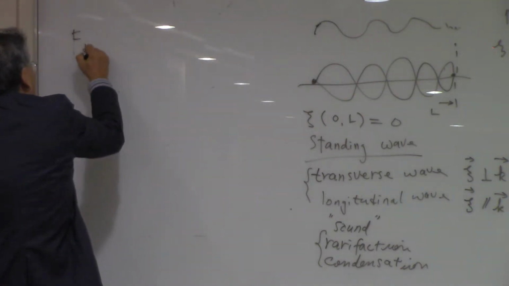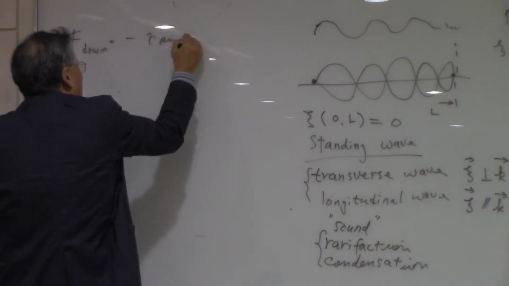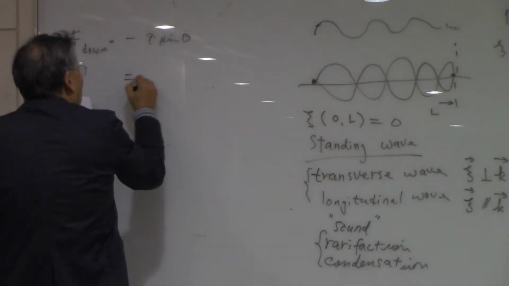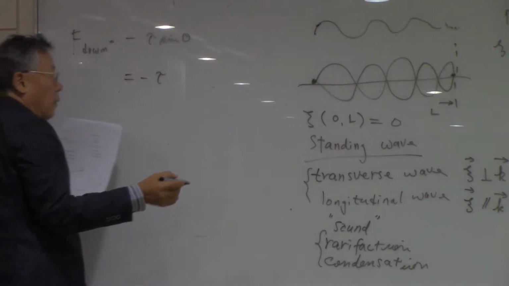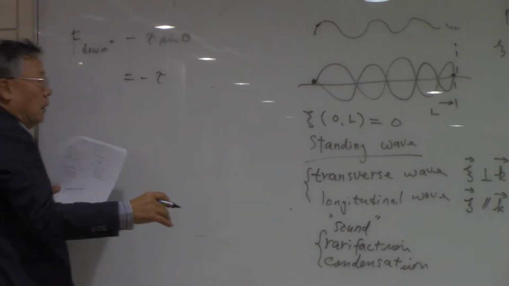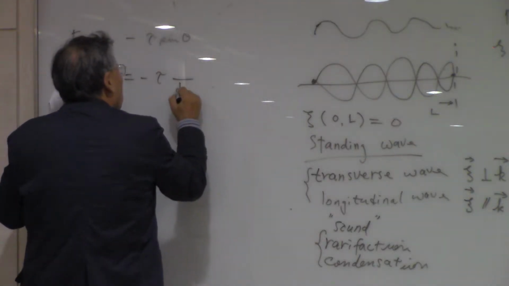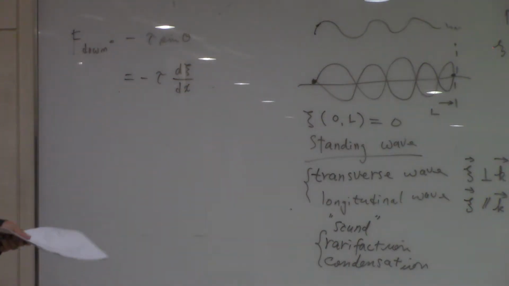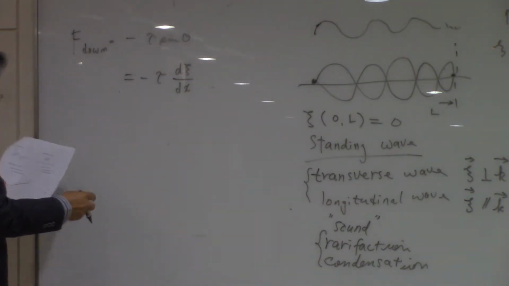First, the force down is going to be the tension tau times sine theta, right? That's simple. And sine theta, when theta is very, very small, is going to be dψ over dx. ds is almost equal to dx. So sine theta can be defined just like this, okay?